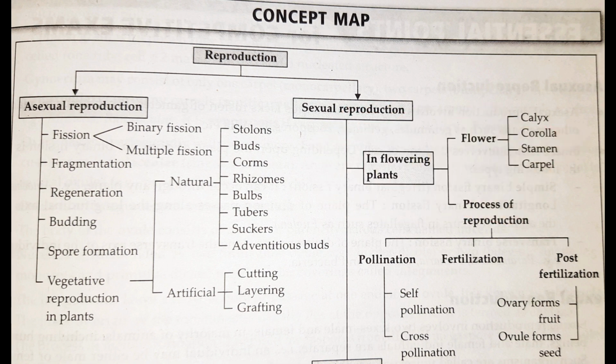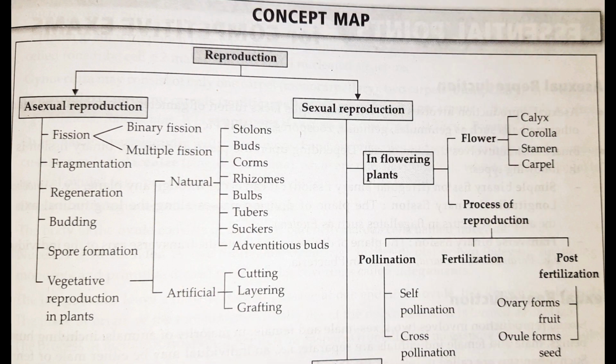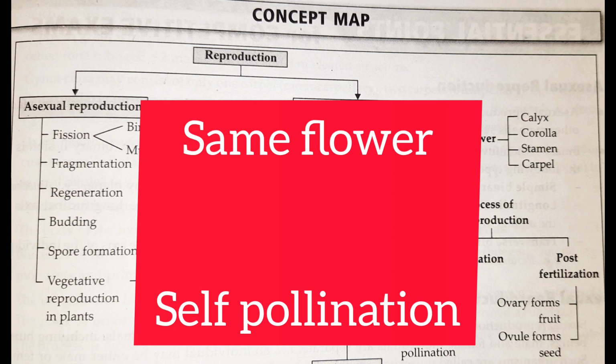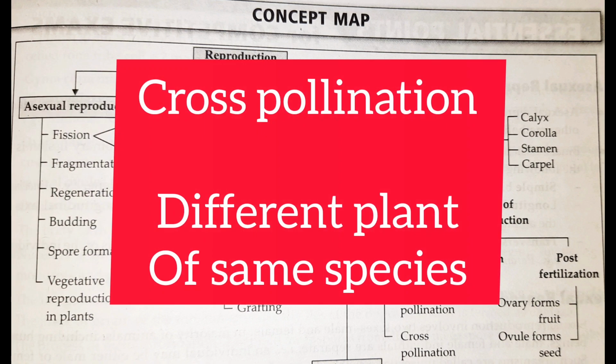What is pollination? The process of transfer of pollen grains from anther to the stigma is called pollination. There are two types, self-pollination and cross-pollination. The transfer of pollen grains from the anther to the stigma of the same flower or to the stigma of another flower of the same plant is known as self-pollination. The transfer of pollen grains from the anther of a flower of one plant to the stigma of a flower of another plant of the same species is called cross-pollination.